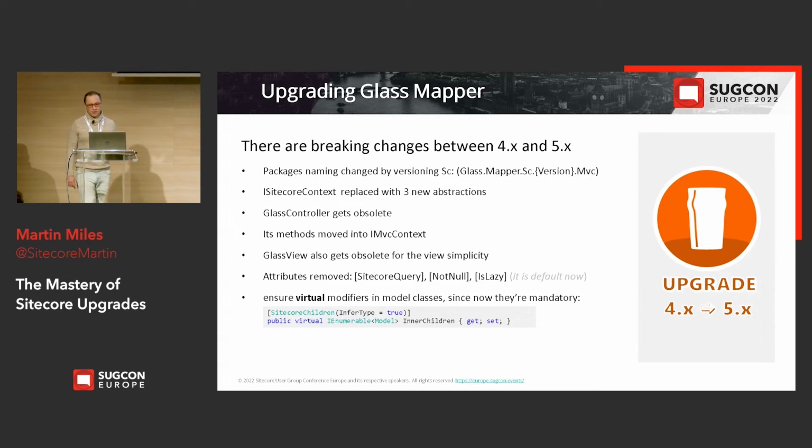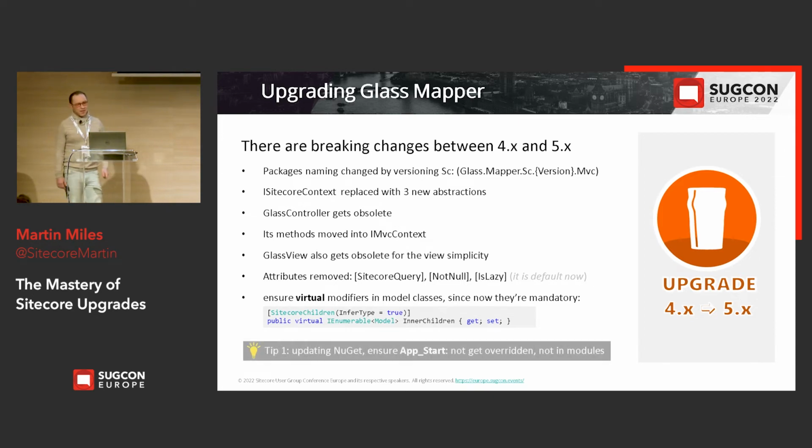Glass controller has gone. You just inherit from the normal controller. Similar happened to Glass View. You just simply receive your model as you normally do with MVC. Lazy loading is now default for Glass Mapper. And the last one is quite interesting. After upgrading Glass, I faced a bunch of runtime errors, which were so difficult to identify. I spent more than a day troubleshooting that. Eventually I realized that it all happened due to a lack of virtual property modifiers in the model classes. With old Glass Mapper, the model properties still mapped correctly, even without the virtual modifier. So, not any longer.